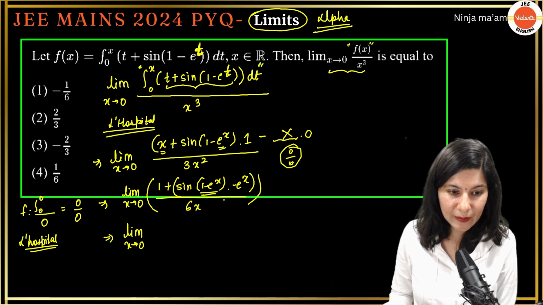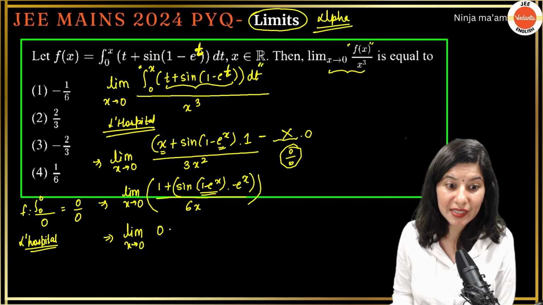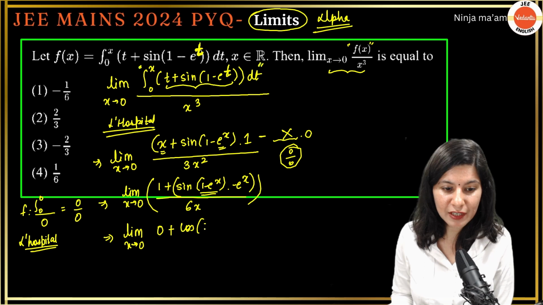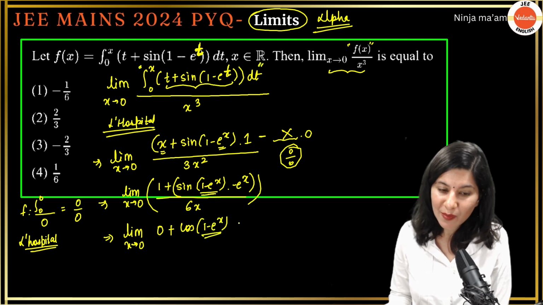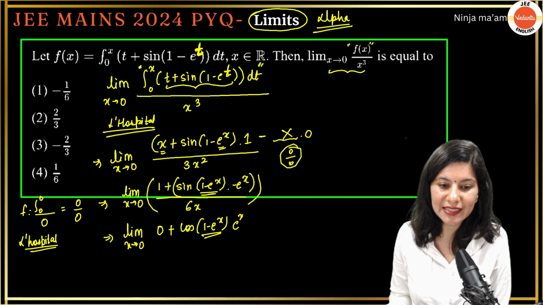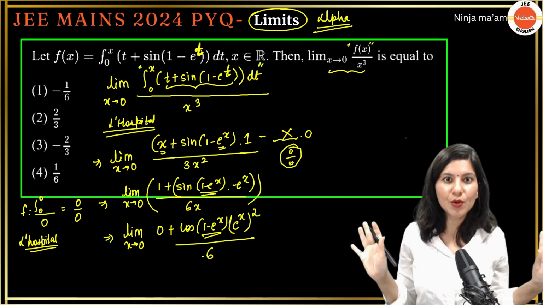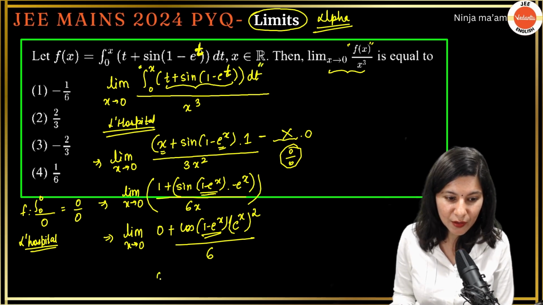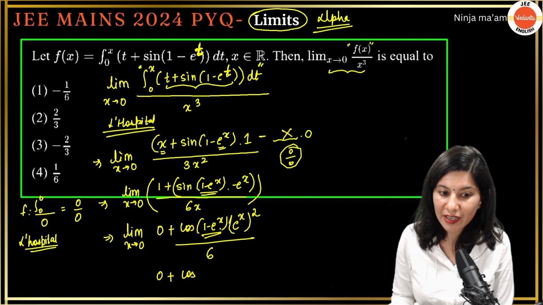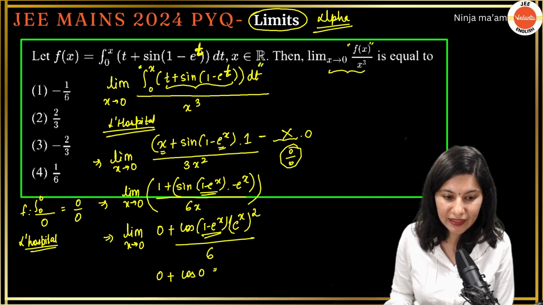this is together. 1 ka to 0 plus sine ka derivative is cos of 1 minus e raised to power x. Now one more time you have to differentiate this part. So minus e raised to power x one more time. So this is e raised to power x square upon 6. Now you are done. Now you just have to put the value. The moment you put x as 0, 0 plus cos of 1 minus 1, 0, and e raised to power 0 whole square upon 6.